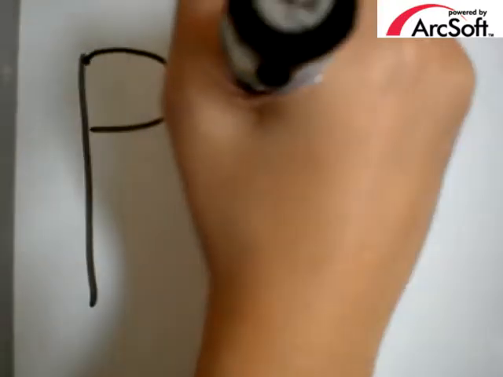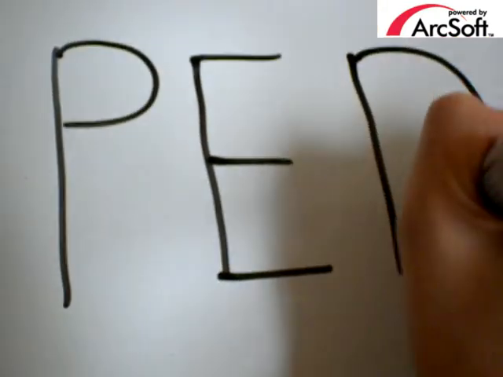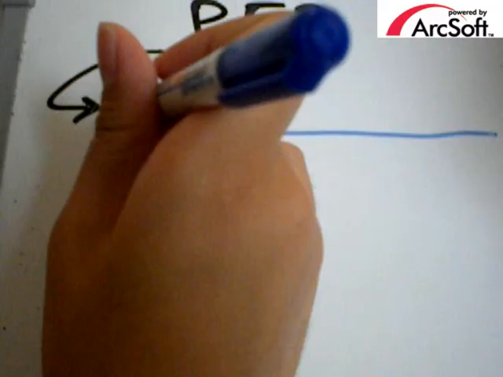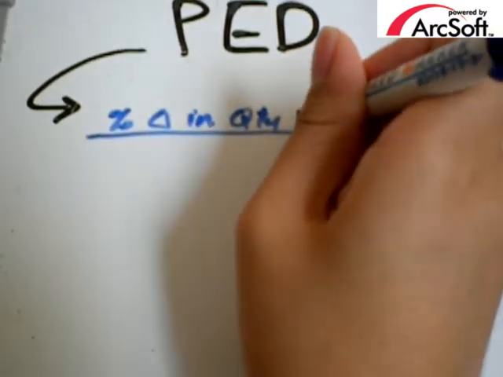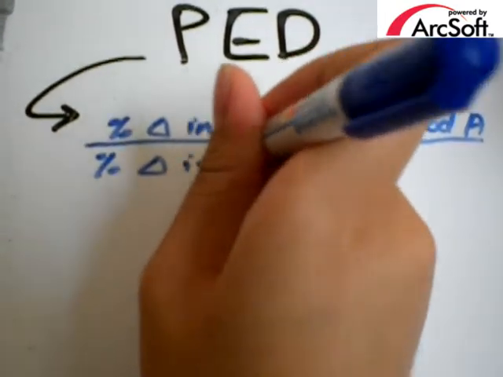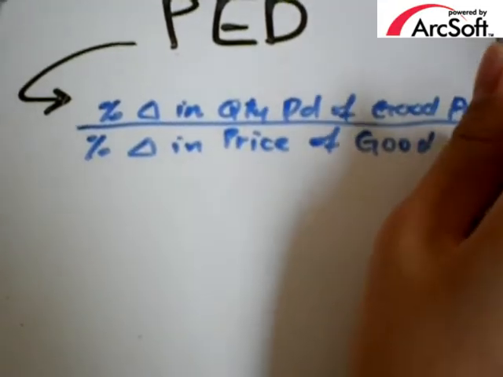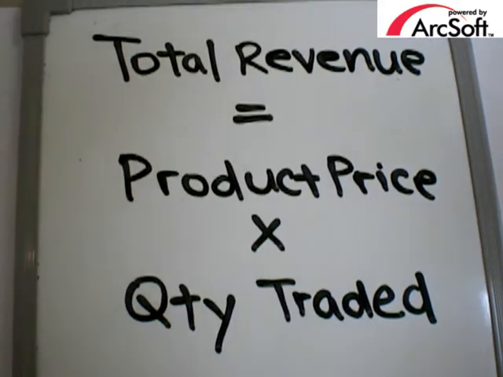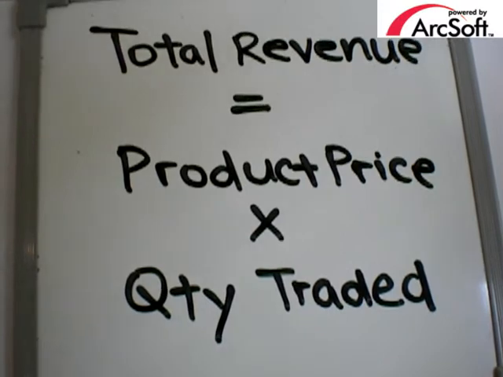PED is defined as the price elasticity of demand, which measures the responsiveness of quantity demanded of a good or service due to a change in its price, ceteris paribus. Using the concept of PED, a firm can change the quantity demanded of a good by changing its price in a bid to raise its total revenue. It will be effective if the demand for the good is price elastic.